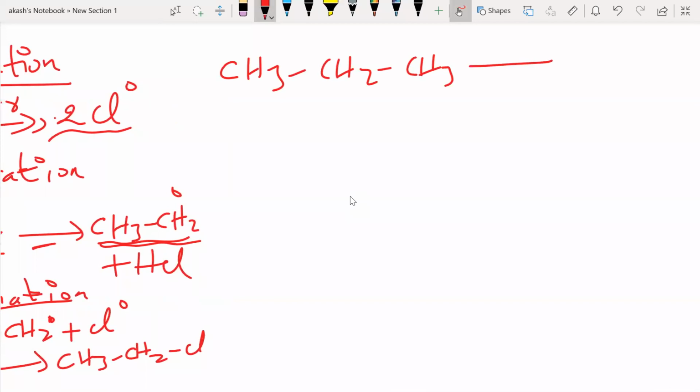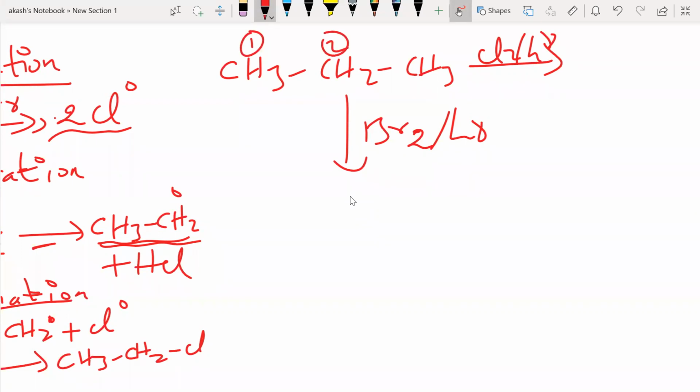Say I'll go for two reactions. One is Br2 in the presence of H nu, and this one is Cl2 in the presence of H nu, right? If I take these reactions, we'll see what happens there, right? So you tell me, say if I go for carbon numbers 1, 2, and 3, where do you think is the most probable site for substitution? 1 or 2 or 3?